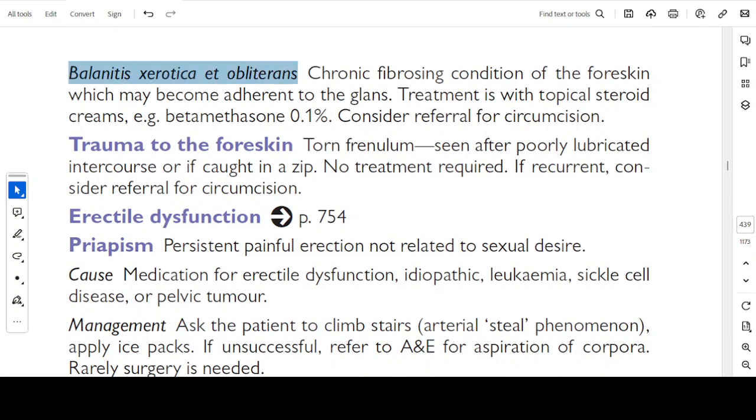Balanitis xerotica et obliterans. Chronic fibrosing condition of the foreskin which may become adherent to the glands. Treatment is with topical steroid creams, for example betamethasone 0.1%. Consider referral for circumcision.